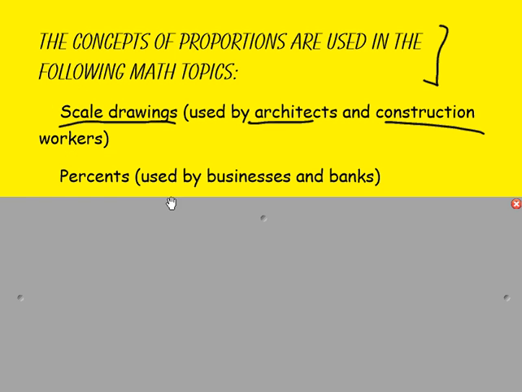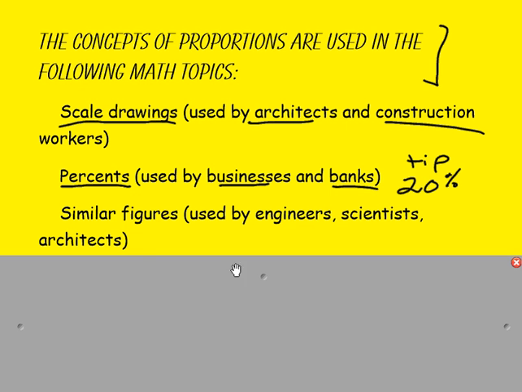It's also used in percents. Our next unit after this is going to be percents. And this is probably one of the most common things that is used in the real world. It's used by businesses. It's used by banks. It's when you tip a server, because you have to calculate, for example, what 20% of the bill is, and then you tip the server that.